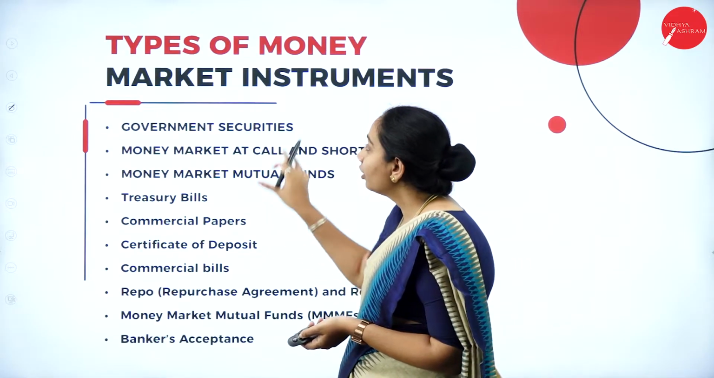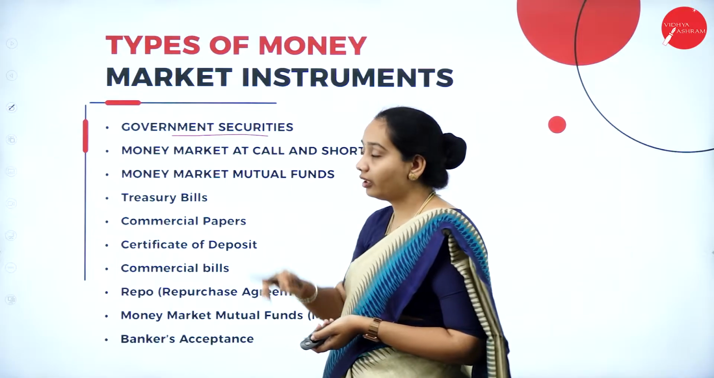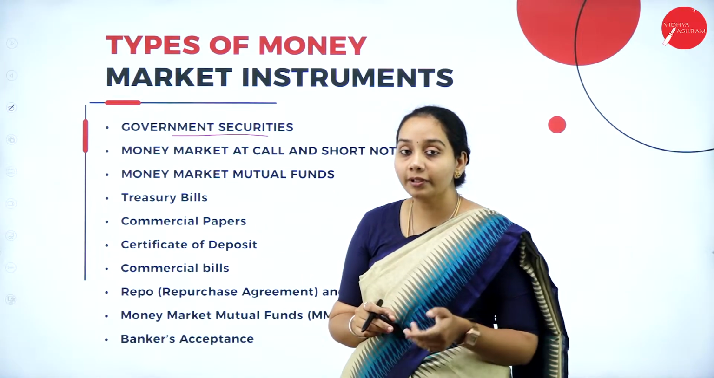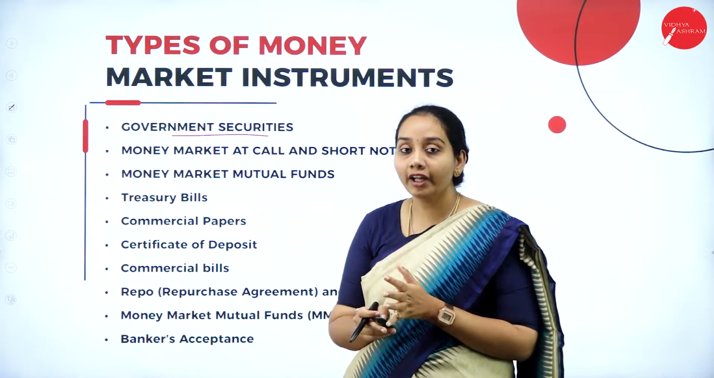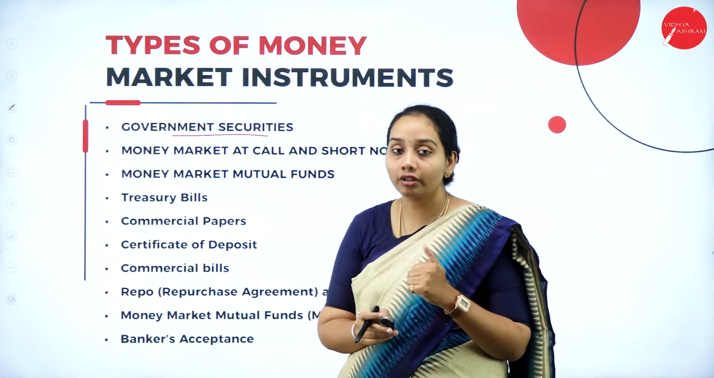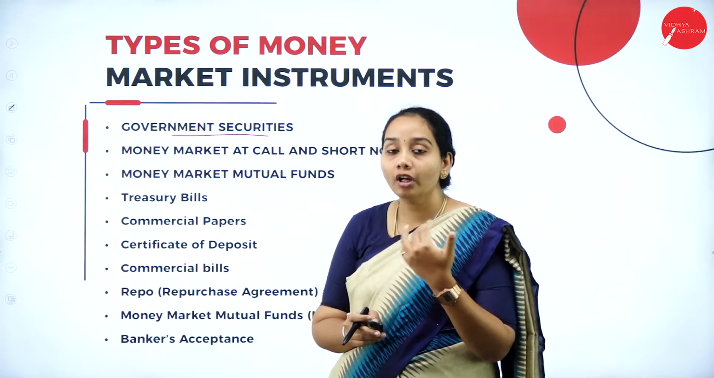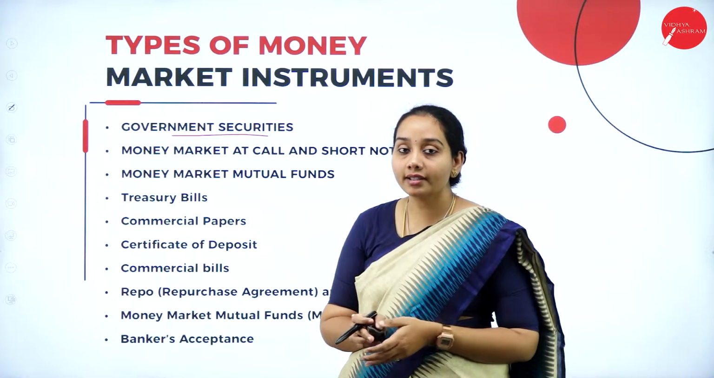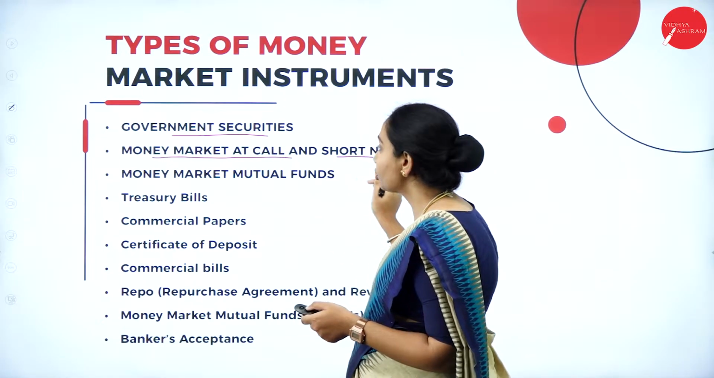So we'll see what the different types of money market instruments are. First is government securities. The name itself tells that it has been issued by the government, through the RBI. It is issued to the public for a lesser period of time and can fulfill short-term goals. Government securities include government bonds, government stocks or government shares. Next is money market at call and short notice.